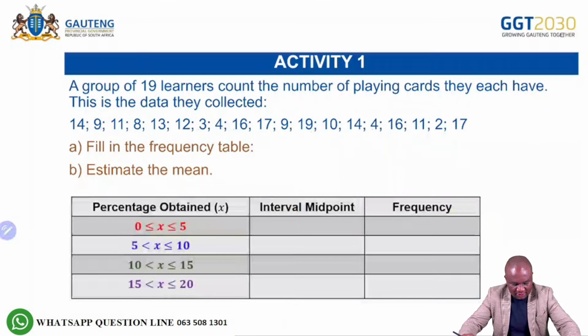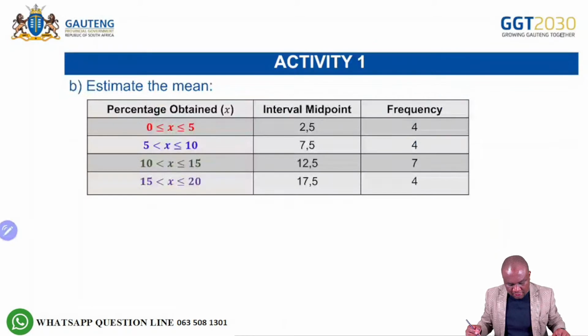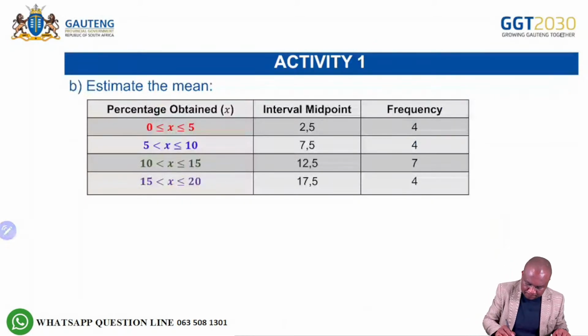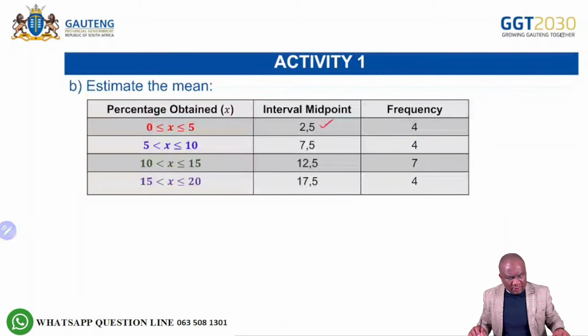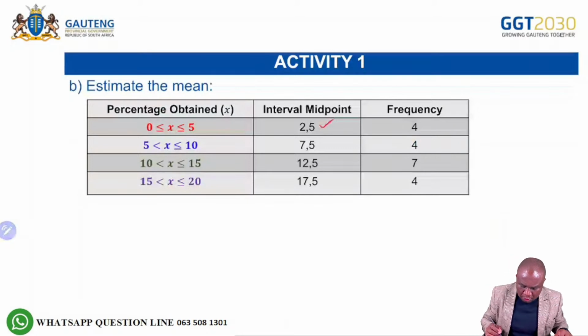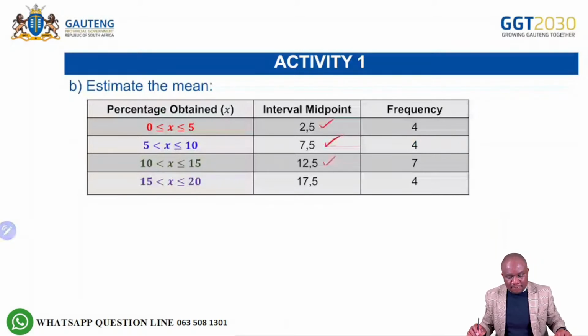Right, welcome back. Let's do this together. We're marking our work now. The midpoint for the class interval, what did you get? For 0 to 5, the midpoint should be 2,5. If you made a mistake, you want to correct it. The midpoint between 5 and 10 is 7,5. The midpoint between 10 and 15 is 12,5. And the midpoint between 15 and 20 is 17,5.